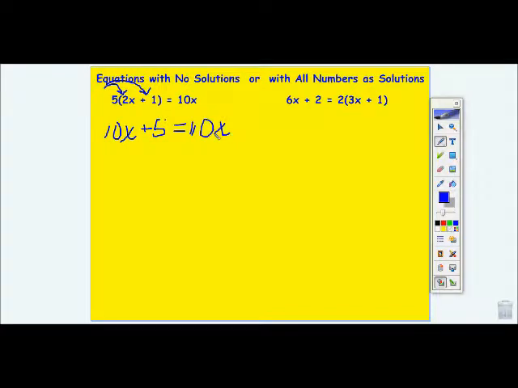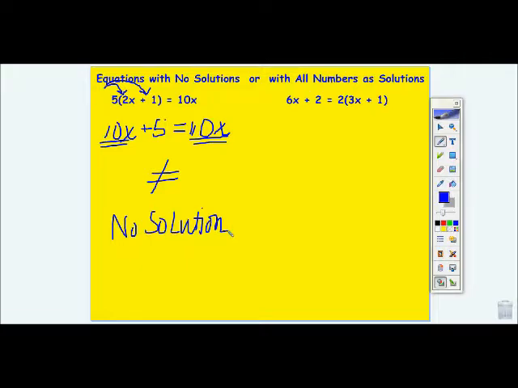So now 10x and 10x are the same terms. So on the left side, I'm adding 5. And on the right side, the term is staying the same. So that can never work. So that is a no solution. You can show that with the equal sign with the diagonal saying it will not work, or you can write no solution. I wonder what this other one's going to be now.